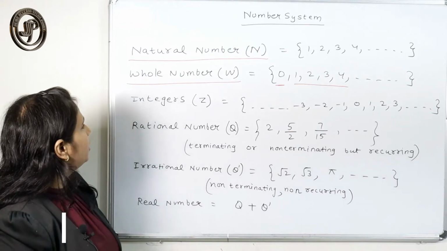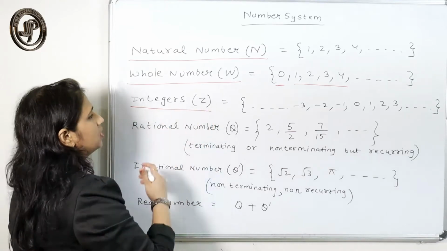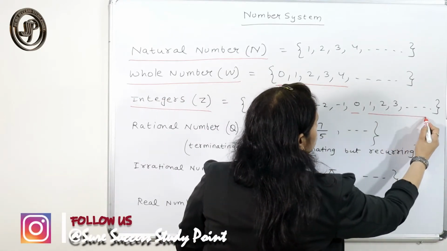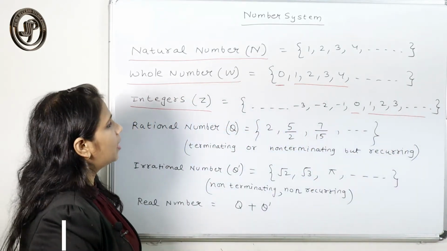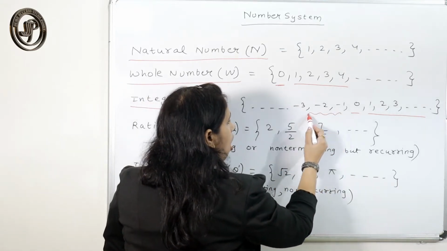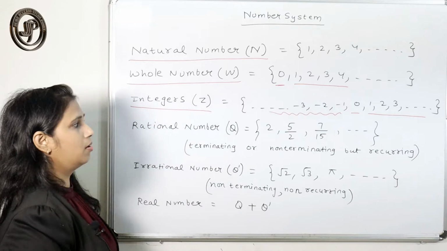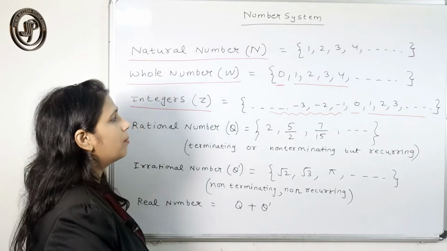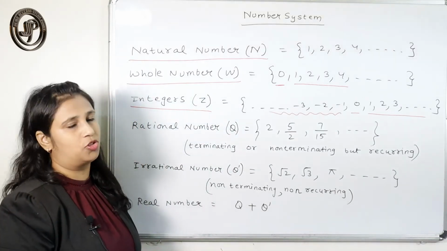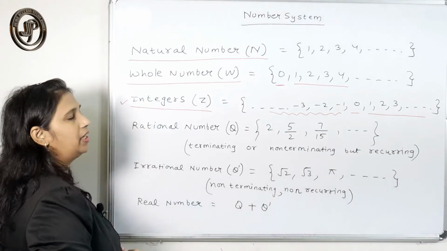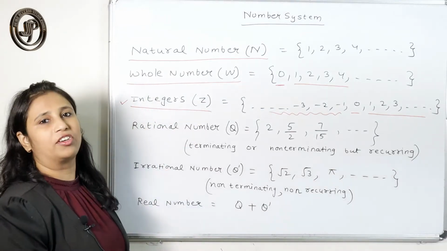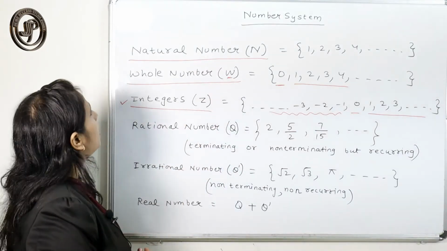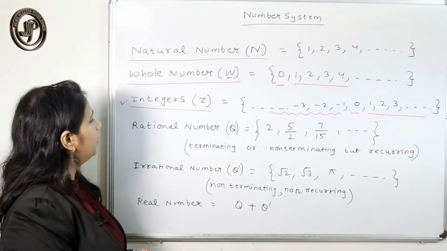Okay, so next comes integer. What is integer? Here you will find 0, all the natural numbers, and the negatives of natural numbers. So we can say the set of whole numbers, natural numbers and negatives of natural numbers is your integer, and it is denoted by the letter Z. Whole number is denoted by the letter W, natural number is denoted by the letter N.